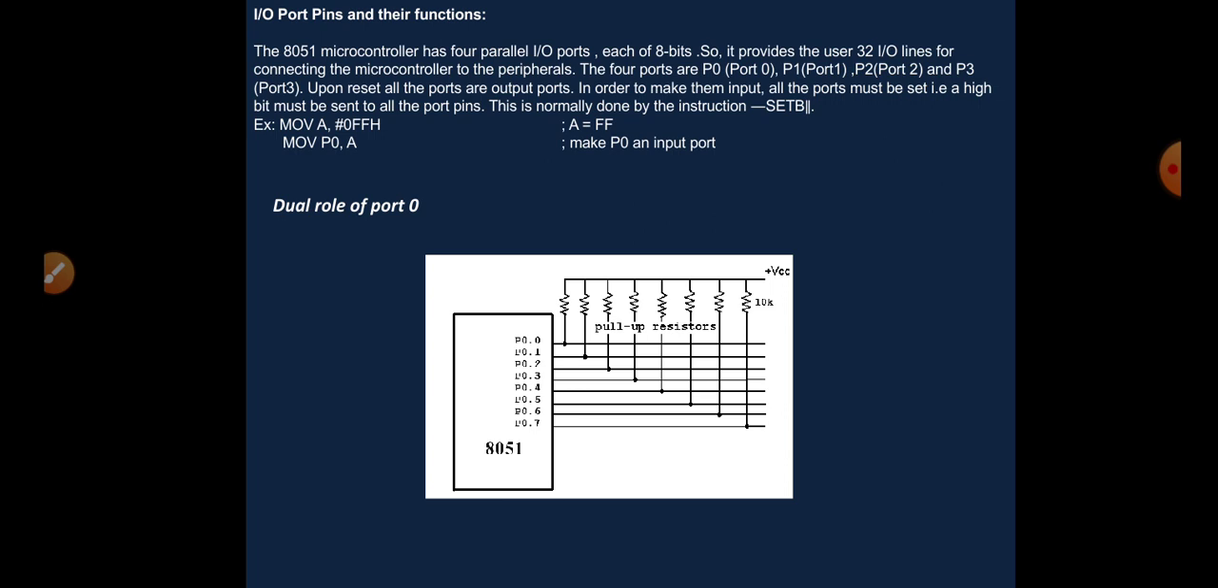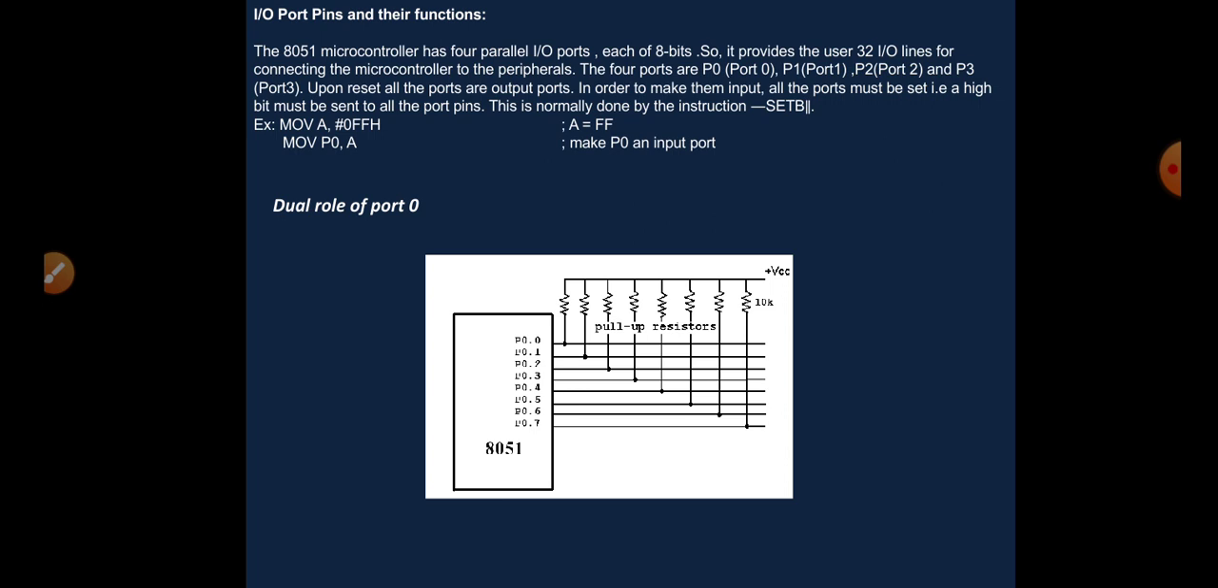So port 0 is an 8-bit IO port with dual purposes. If external memory is used, then these port pins are used to send the lower address byte, the lower 8 bits of your address, that is from A0 to A7, as well as the same pins are used to send the 8-bit data.